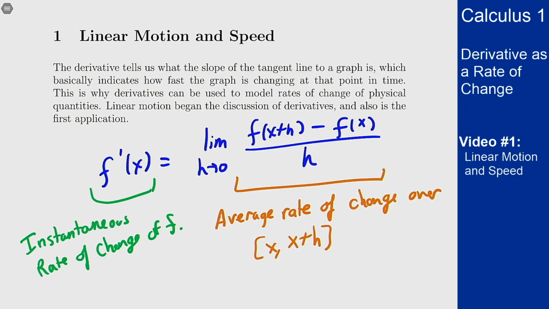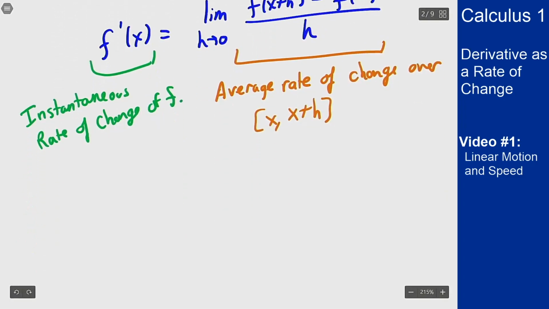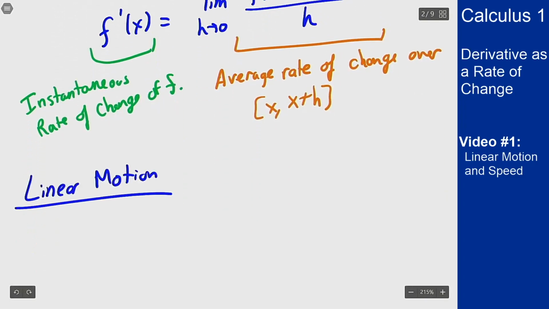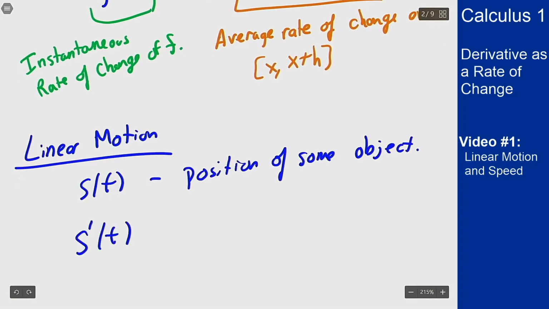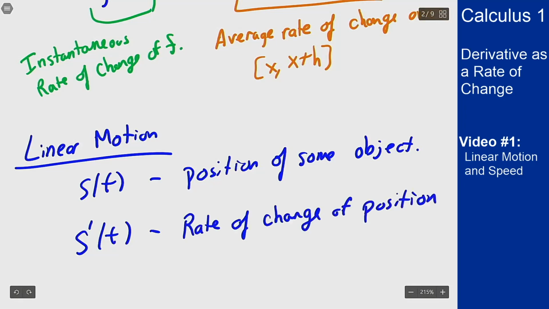So in terms of linear motion, what does that give us? Well, in general, we'll have our function s of t being the position of some object. Then what's that derivative? s prime of t should be the rate of change of the position. What is the rate of change of position? It's how fast the position is moving over time. This is the same thing as the velocity.